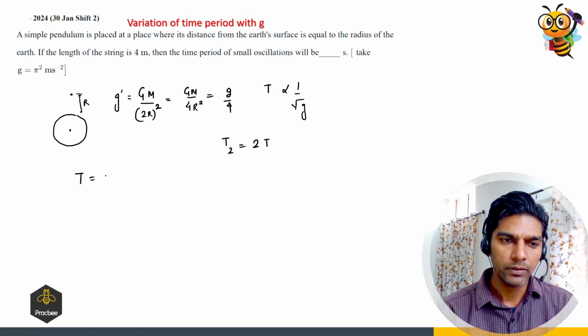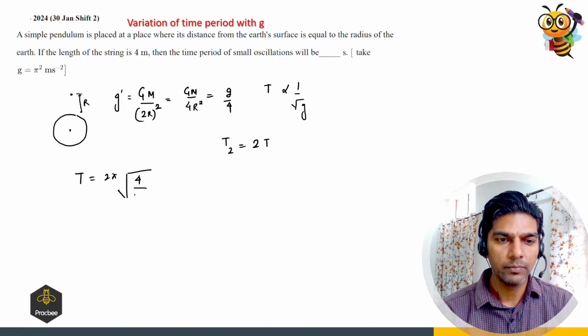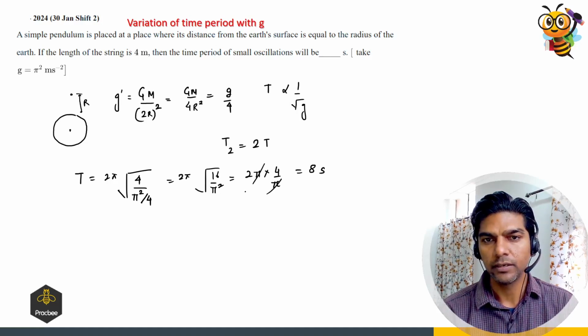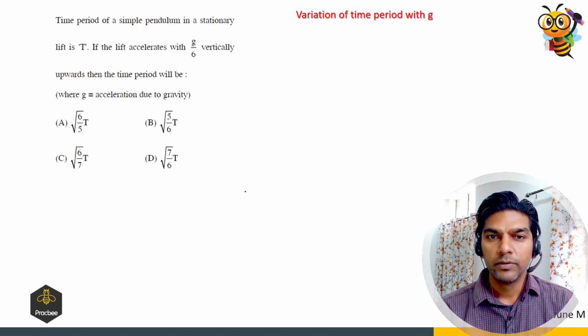So it will be T equals 2 pi root, length is given as 4, and g we have to take as pi square divided by 4. This comes out to be 2 pi root 16 by pi square, which can be written as 2 pi times 4 by pi. Pi will get cancelled out, so the answer will be 8 seconds. Now let us see the next question.